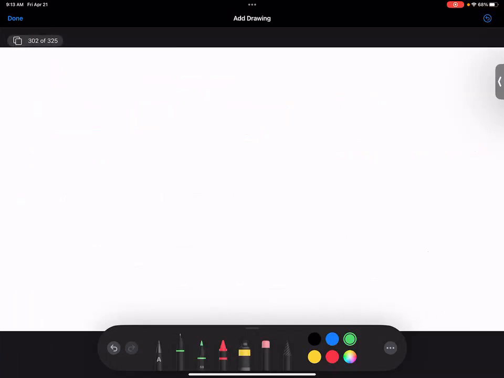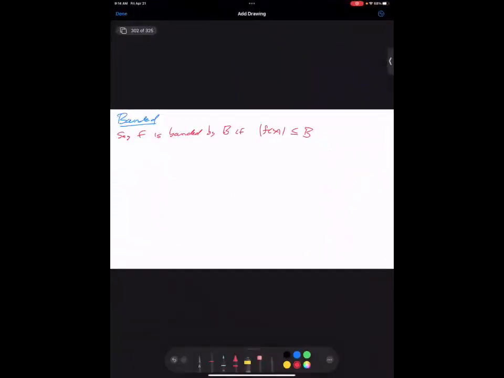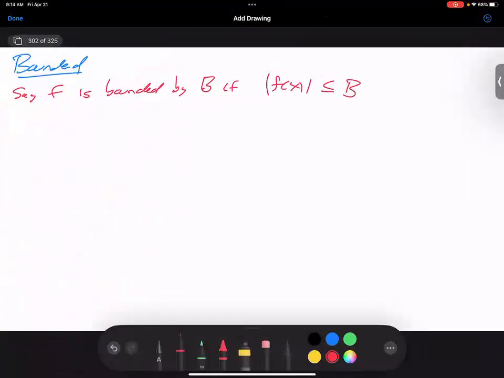The last concept we need is that of boundedness. So we say f is bounded by b if f(x) is always less than or equal to b. Exactly what you would expect. For a lot of things, we just need to know that something is bounded. I don't necessarily need to know the best value of the bound. I just need to know that it's bounded so that the process can begin.